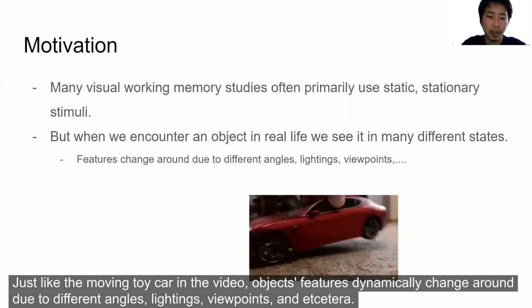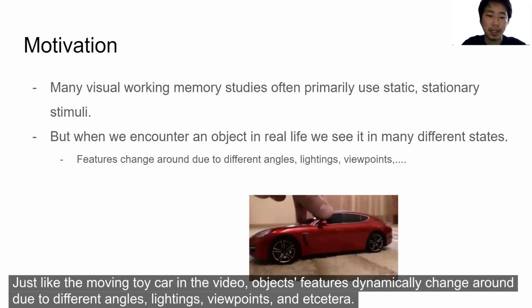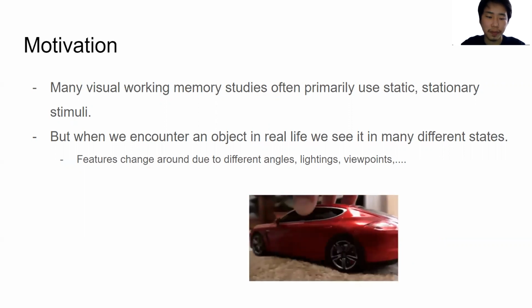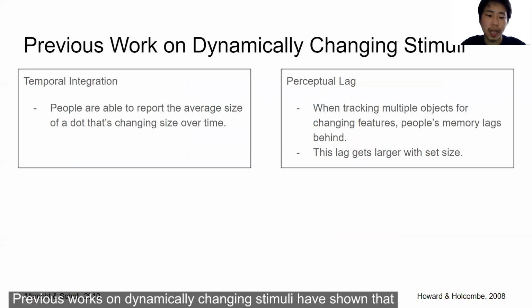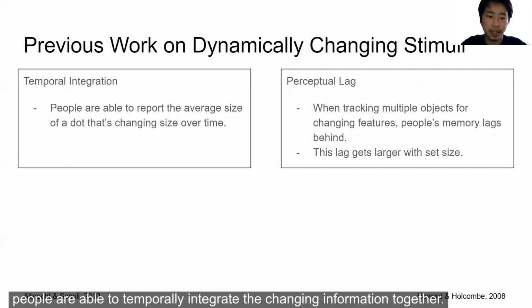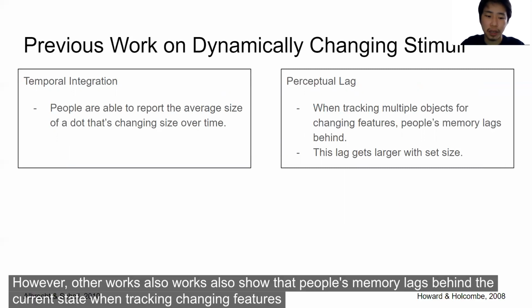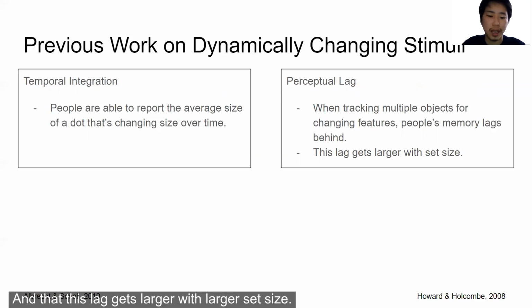Just like the moving toy car in the video, objects' features dynamically change around due to different angles, lightings, viewpoints, and etc. Previous works on dynamically changing stimuli have shown that people are able to temporarily integrate the changing information together. However, other works also show that people's memory lags behind the current state when tracking changing features of multiple objects, and that this lag gets larger with larger set size.